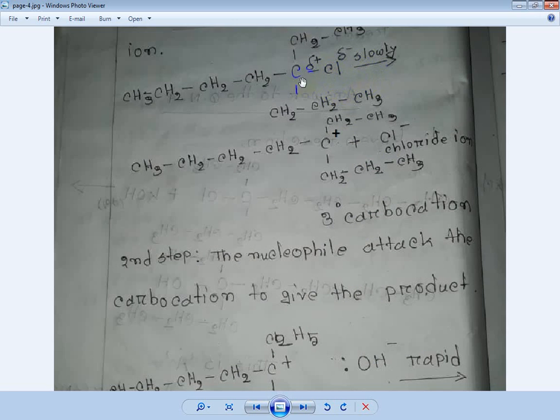Look, this is the alkyl halide; there is no nucleophile here. The second step is a rapid step, but the rate determining step is the slow step. In the slow step there is only the alkyl halide. For this reason, this is an SN1 reaction.